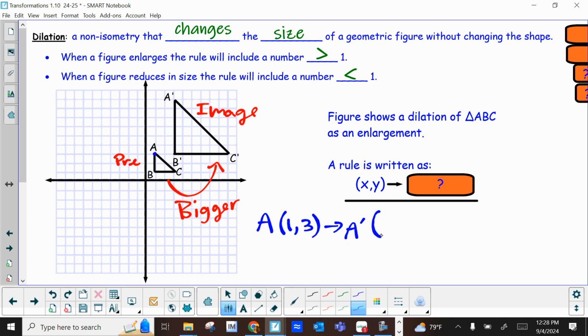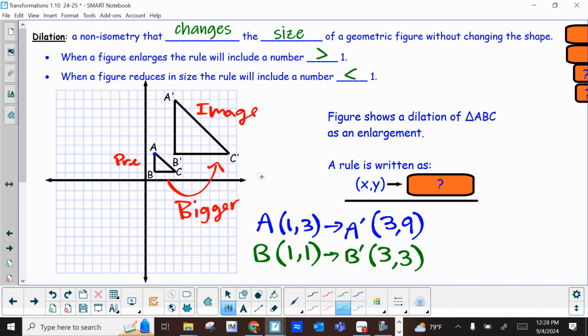A prime is now at 1, 2, 3, 4, 5, 6, 7, 8, 9: 3, 9. So study those numbers a little bit. Let's do one more and you'll get it really quick. B is at 1, 1. B prime is at 3, 3. So the question is, what do you do to the pre-image points to get these?